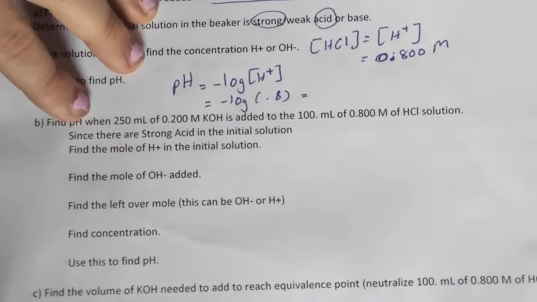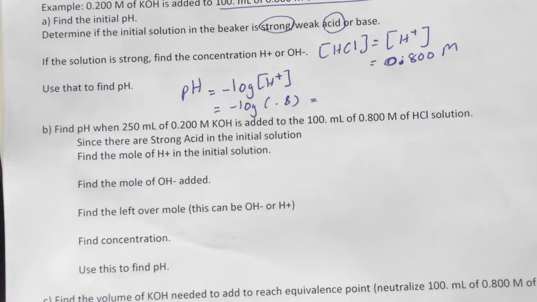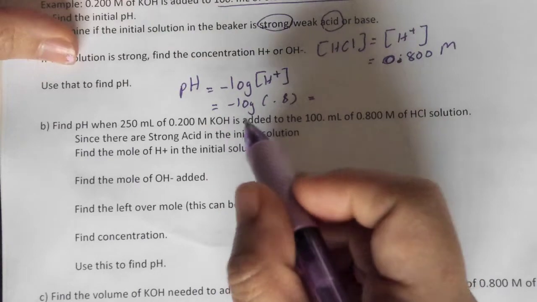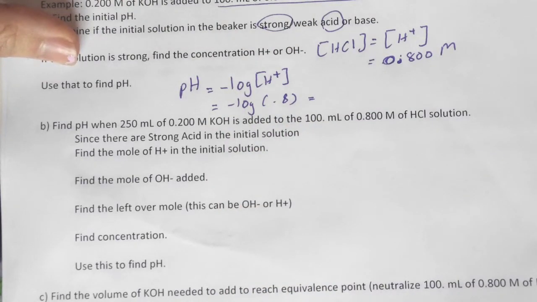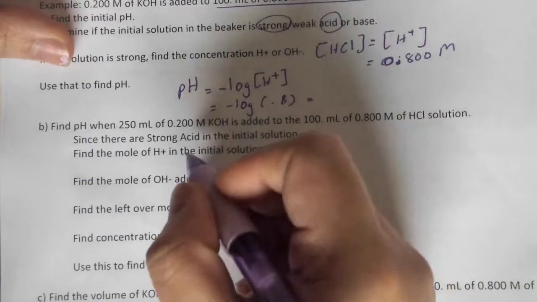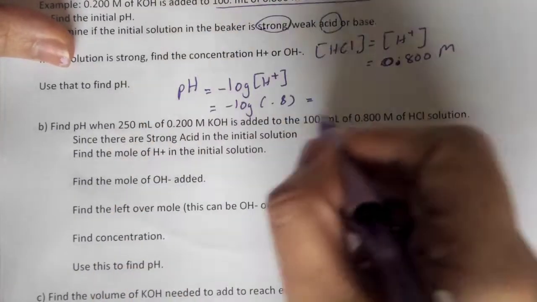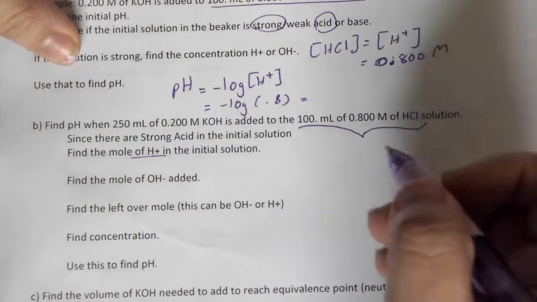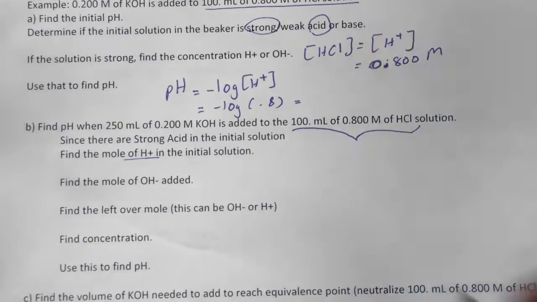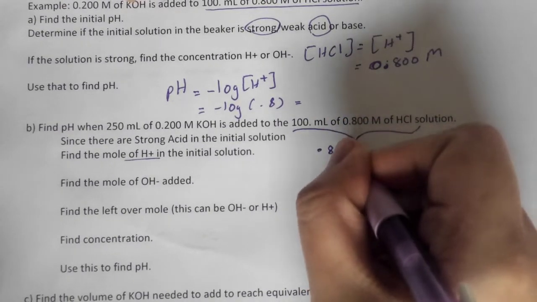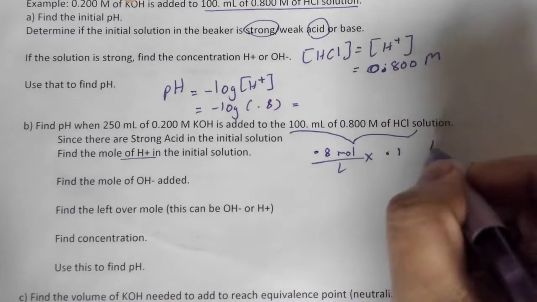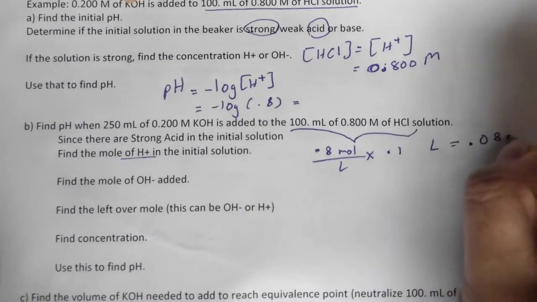Next, you're gonna add the KOH and then tell me what happened. All right, to find out what happened when you add KOH, let me just change these. There's a lot of stuff on the screen. To find it, you first have to figure out the concentration of the initial solution. That's why I said find the mole of H plus. So we're gonna find the mole of H plus, which is 0.8. Molarity just means mole over liter, times liter. Notice that it's a milliliter, which means 0.1 liter. So therefore, you're gonna get 0.08 mole.